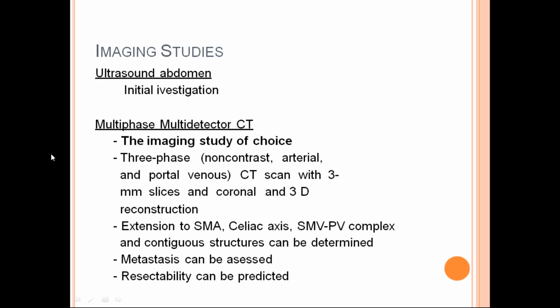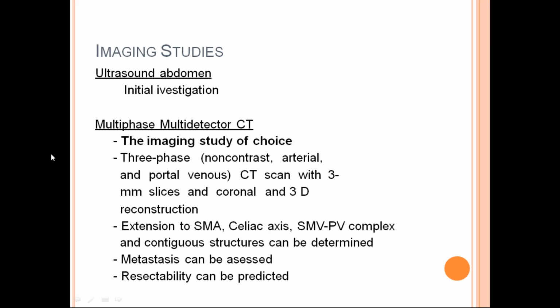Coming to imaging studies, the first and foremost investigation, available everywhere, is ultrasound abdomen, an initial investigation. The next investigation is CT, which is the imaging study of choice. We have to take a 3-phase CT: non-contrast, arterial phase, and venous or portal phase, with 3 mm slices, and 3D reconstruction should be made.